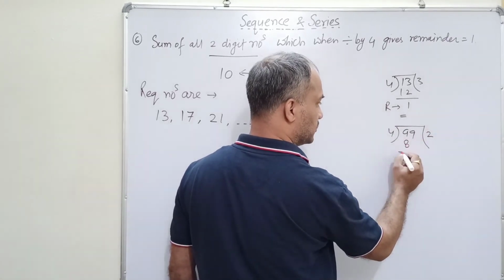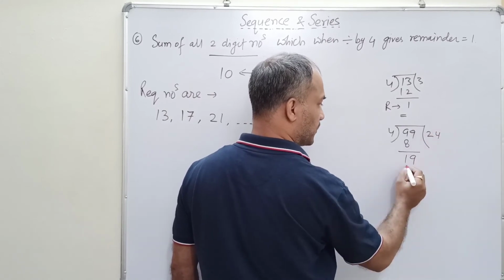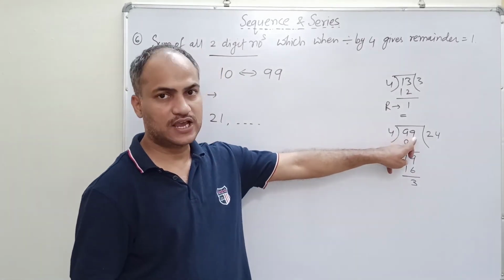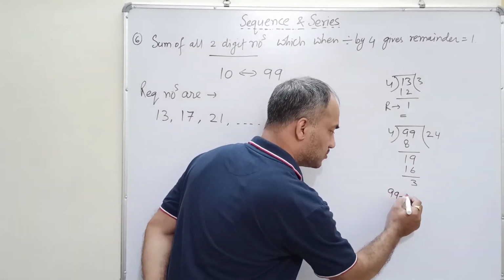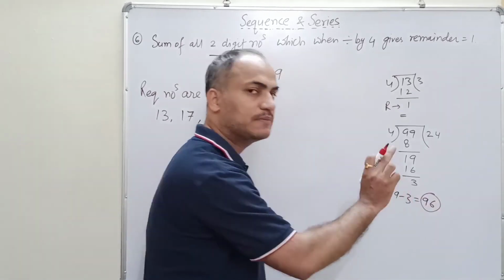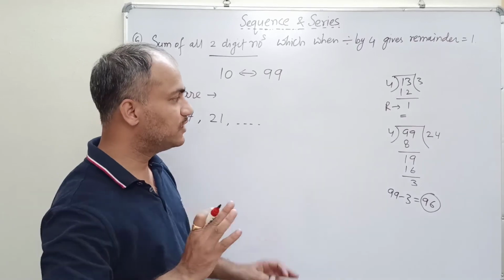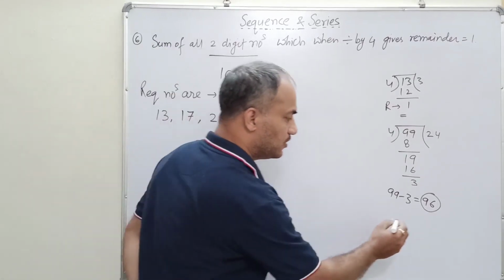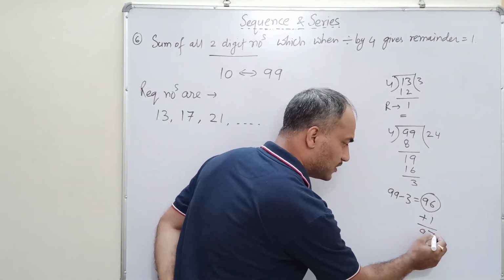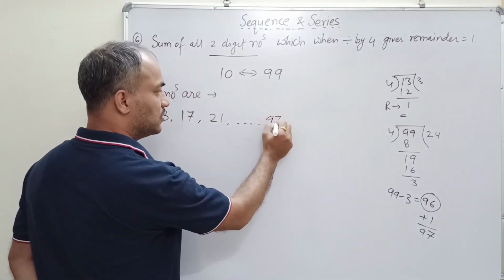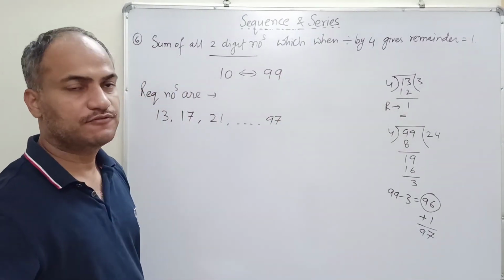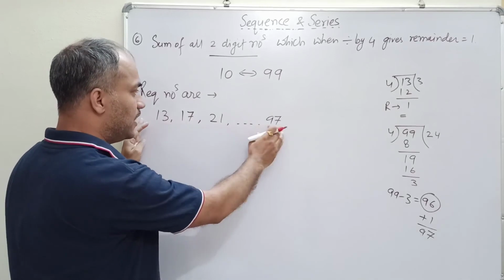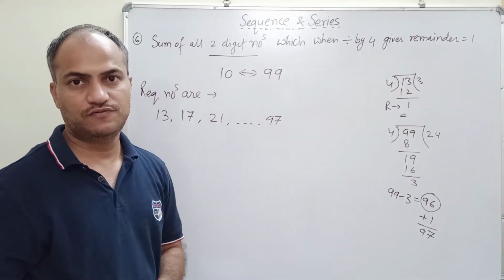4 2s are 8, so we get 1, 4 4s are 16, and we get remainder 3. So if we subtract 3 from 99, that is 99 minus 3, which is 96. This is actually a perfect multiple of 4. But we do not require a perfect multiple of 4. We require such numbers which give remainder 1. So here we have to add 1. So 97 is the number which on division by 4 gives us remainder 1. And it is a 2-digit number in the given range. So we have the required set of numbers, this much only.